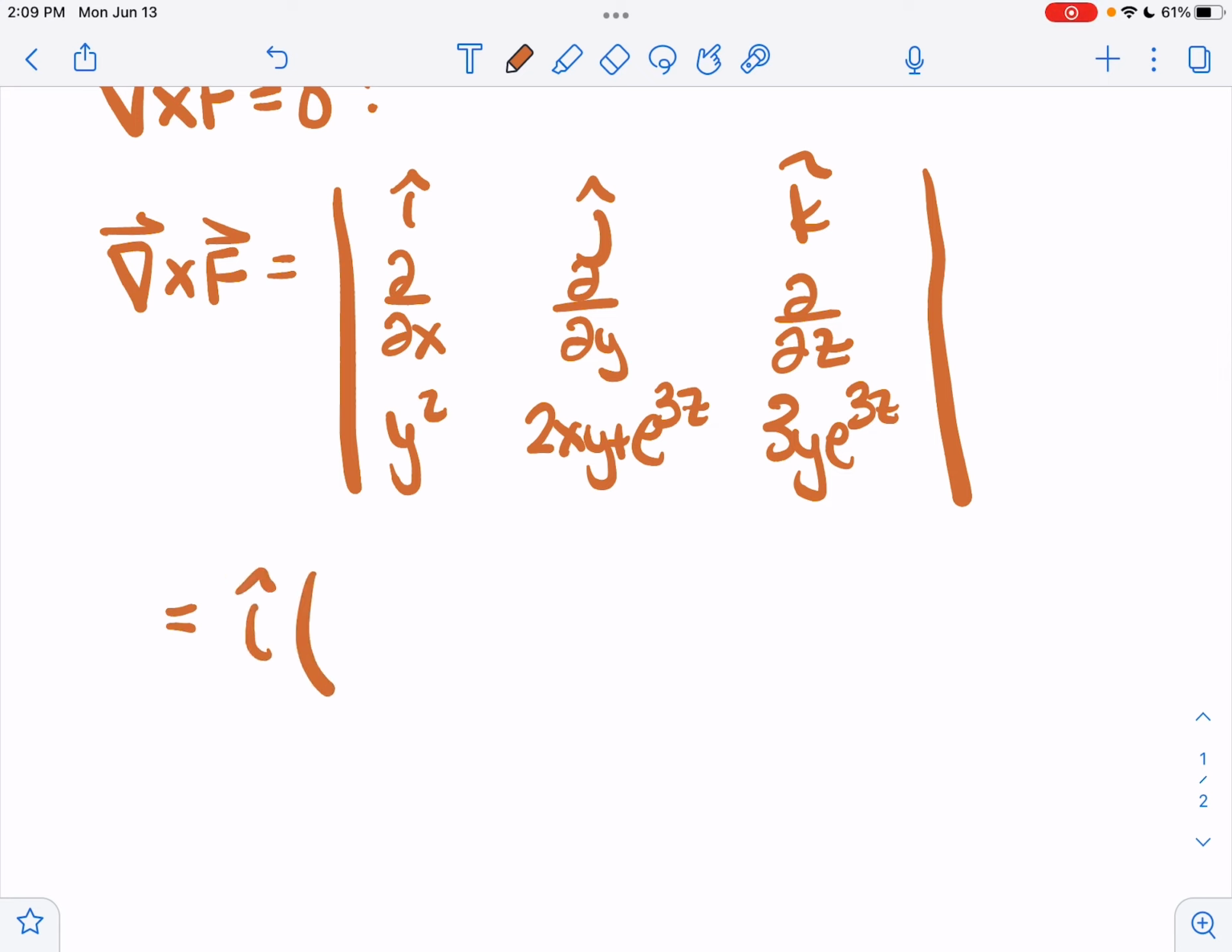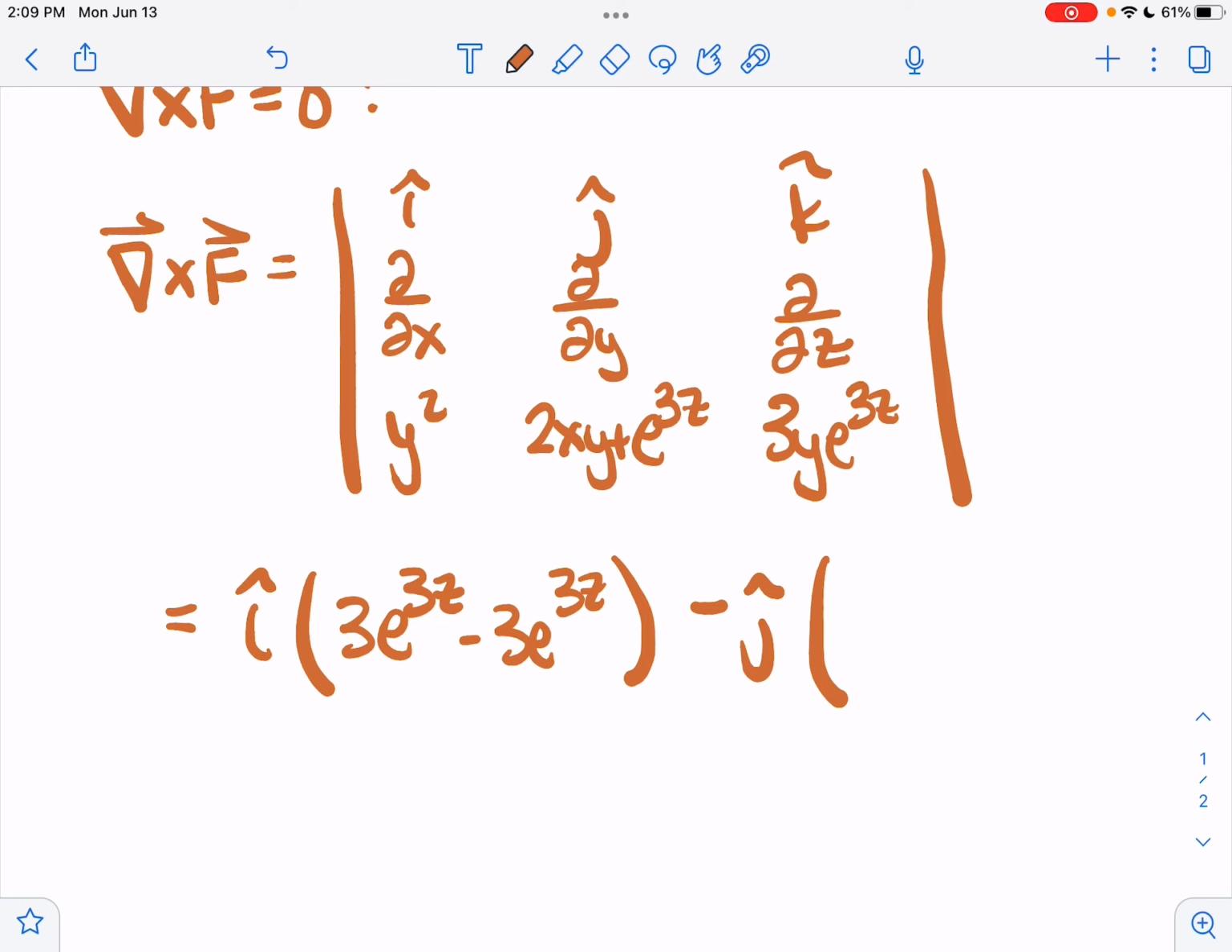So for the i component, I have the y derivative of 3y e to the 3z. That's going to be 3e to the 3z, minus the z derivative of 2xy plus e to the 3z. So that's going to be minus a 3e to the 3z. So that worked out. That term is 0.